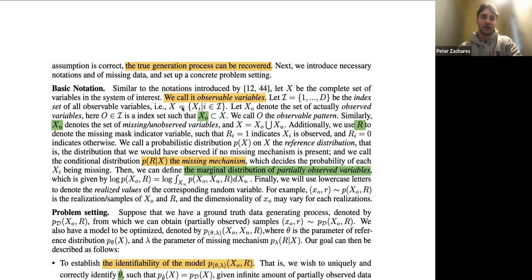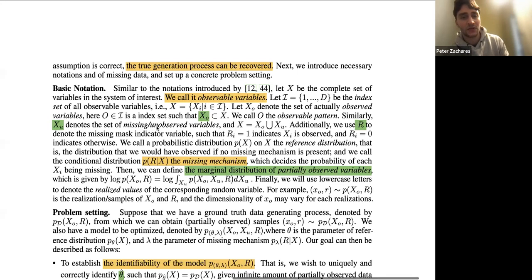And so they say the feature set X is composed of a feature set for each dimension, essentially. I don't know if you necessarily have to break it down by dimension, but basically there are indexed subsets that compose the entire feature set. And so they break down the feature set into a set of actually observed variables and a set of unobserved variables, where the entire feature set is the combination of the two. And then XO is the observable variables. They call O the observable pattern, and then U is the missing unobserved variables.